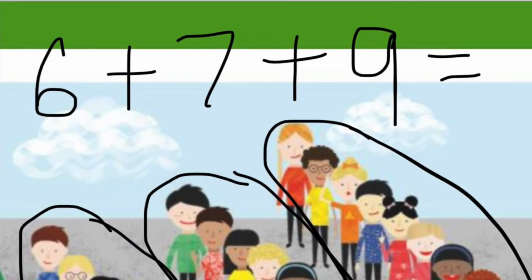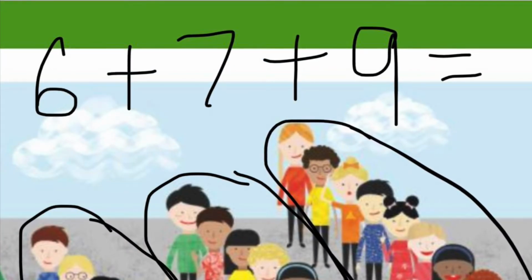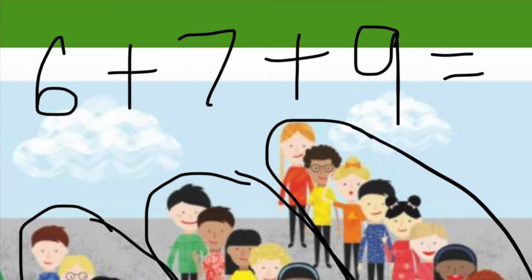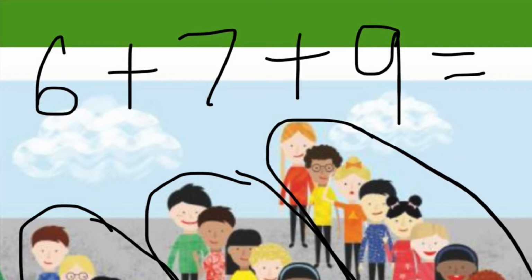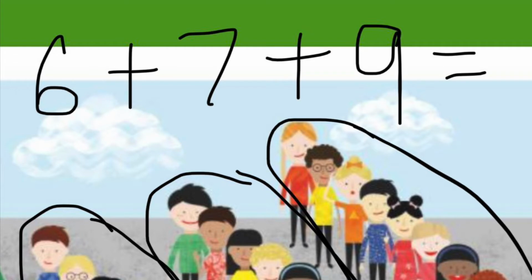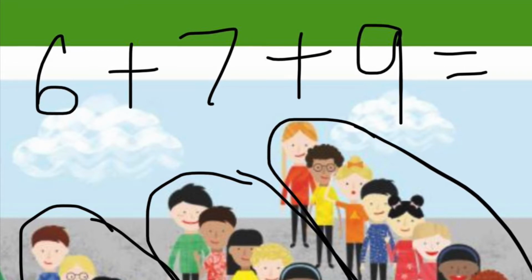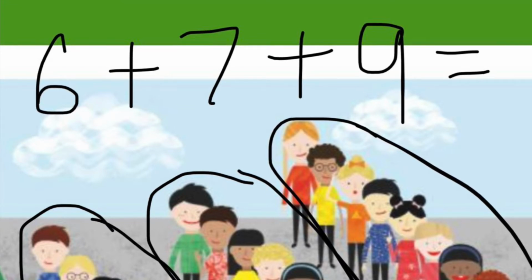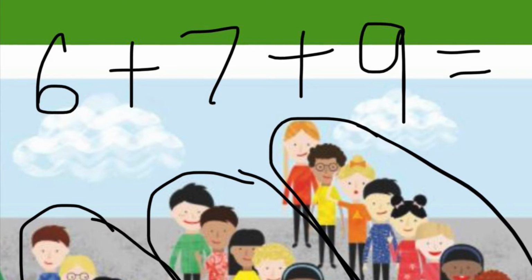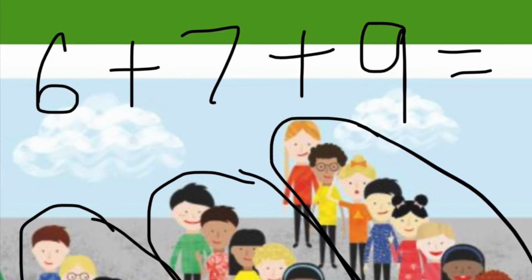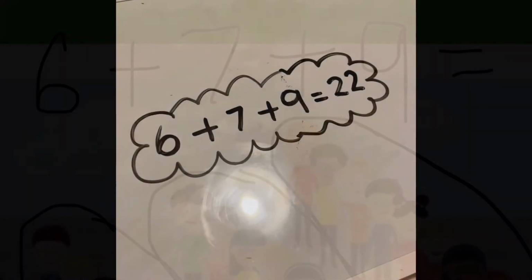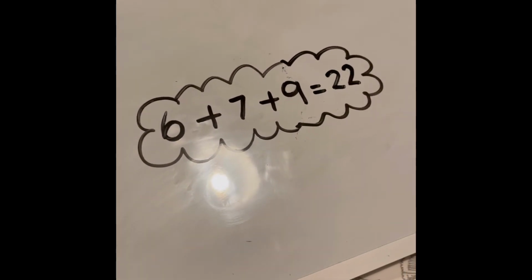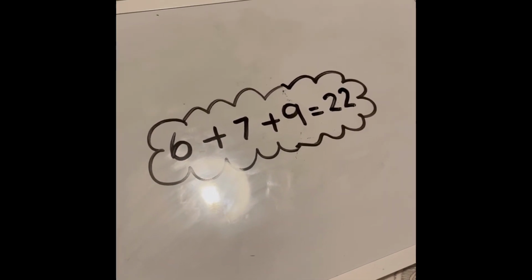So for this problem, I've decided to group the children up in the lines that they're standing in. So in the first line, there are 6 children. In the second line, there are 7 children. And in the last line, there are 9 children. So I have written a number sentence at the top that you can see. 6 add 7 add 9. What do you think is the best way to work that out? That's 3 numbers added together to make 1 number. Can you try to work that out now for me? So here we have 6 add 7 add 9, and the answer is 22. So there are 22 children altogether.